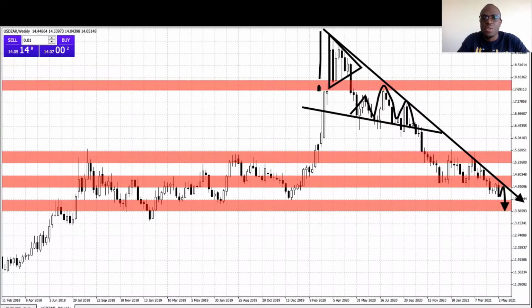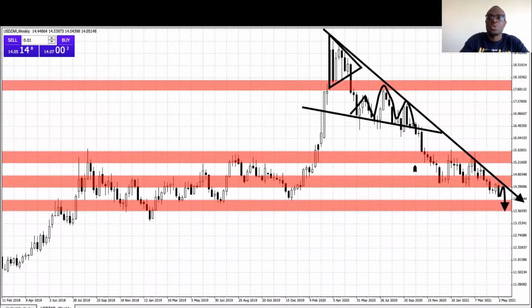So why are we targeting the 13.56593? It's because we are using the height of this triangle as an approximation to distance to the downside after the breakout of the triangle. As you can see, it somehow fits into this zone. So these are the two movements that we are expecting, supporting the bearish bias.